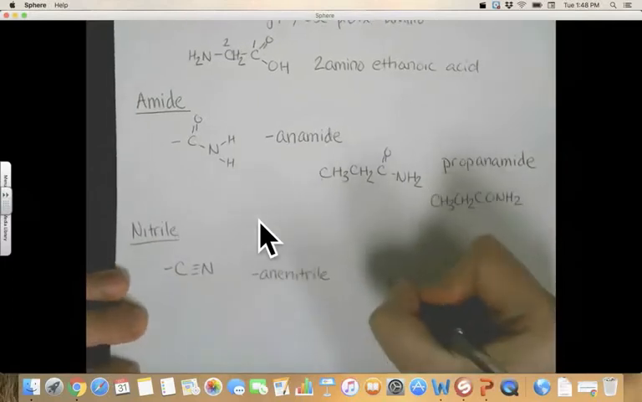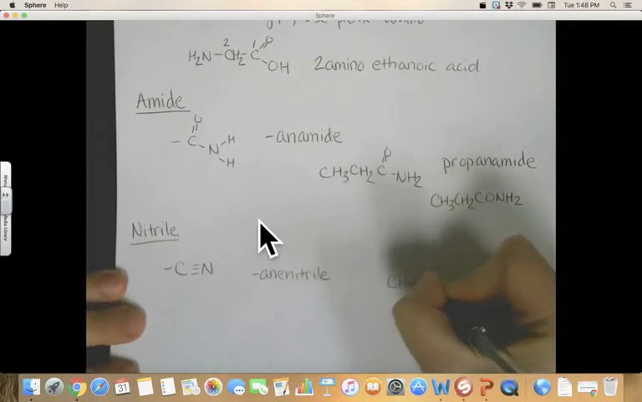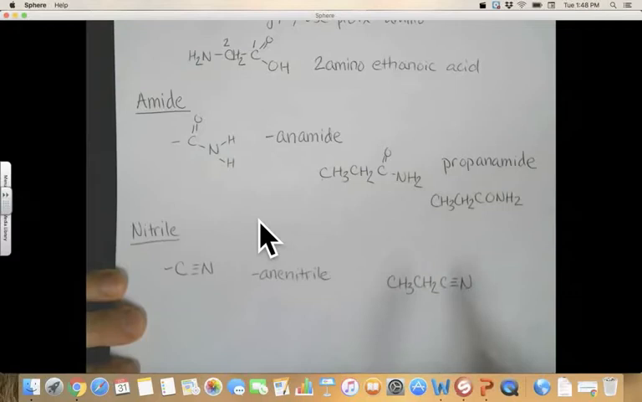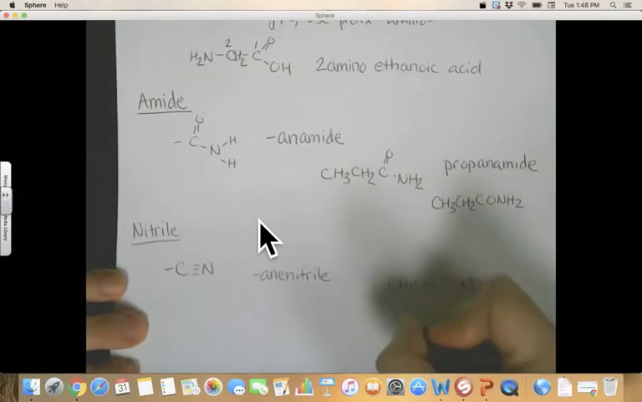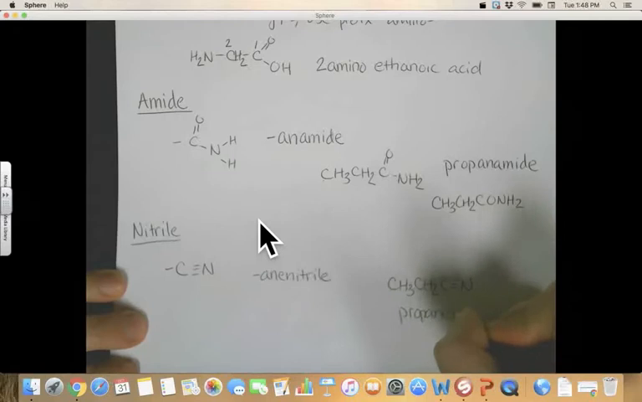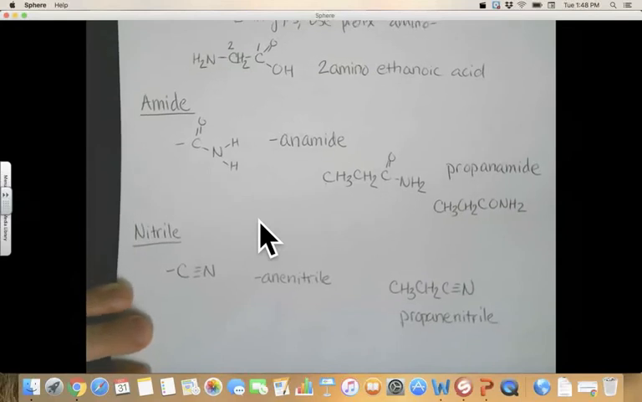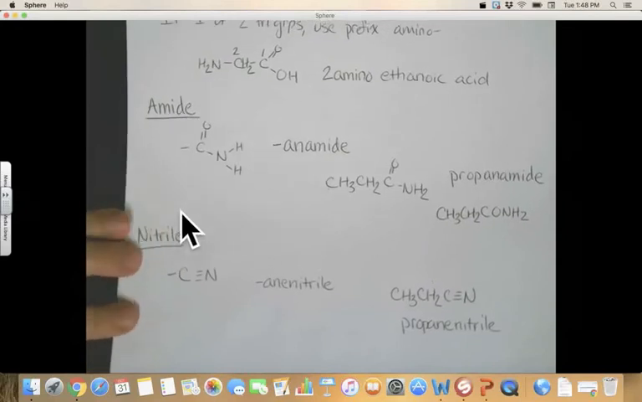So if I have this, I have 1, 2, 3 carbons, so that's prop. So propane nitrile. Okay, so there you go. There's your 3 nitrogen-containing functional groups.